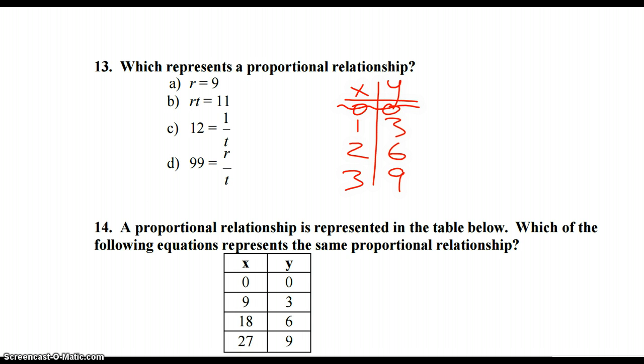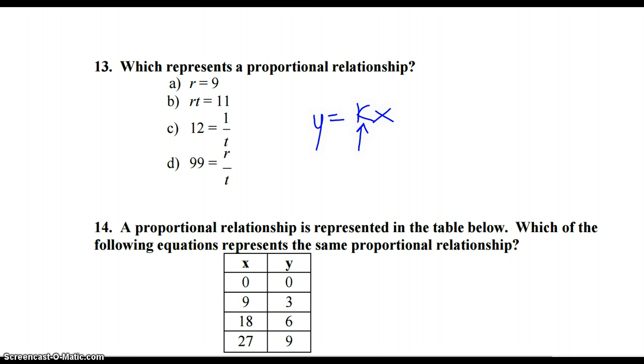But if I take y divided by x, for all of these, that would be 3 divided by 1, I get 3. If I take 6 divided by 2, I get 3. If I take 9 divided by 3, I get 3. So when you divide your variables, you should get the same number every single time. The other thing that you can check is, remember, proportional relationships always fit this format. Y equals k times x, where k is just some number, okay?